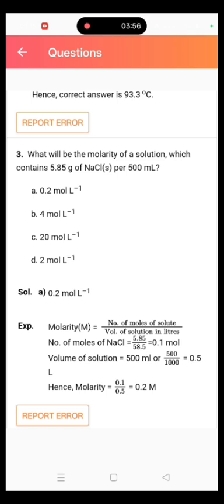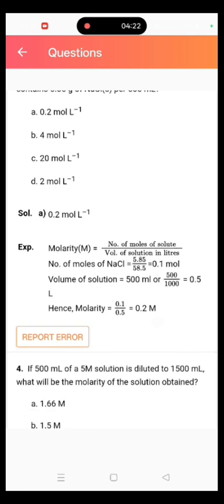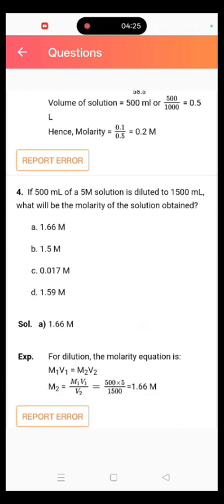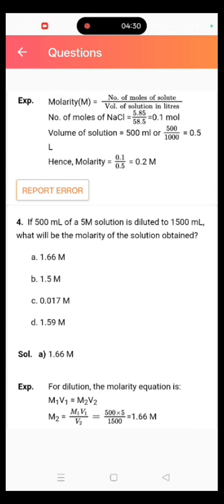Next one, volume of the solution in liter. Here it is 500 ml. So 500 ml divided by 1000, that is 0.5 liter, half liter. So molarity is equal to number of mole divided by volume of solution in liter, 0.1 divided by 0.5, that is 0.2 molar. Clear?